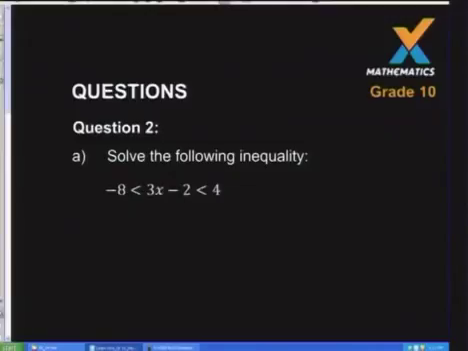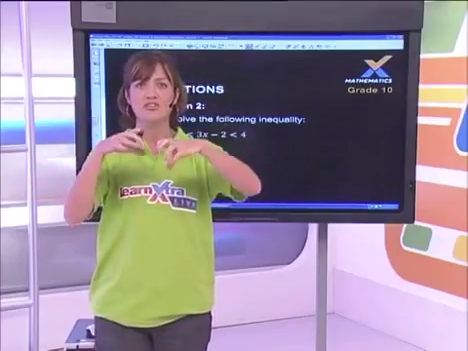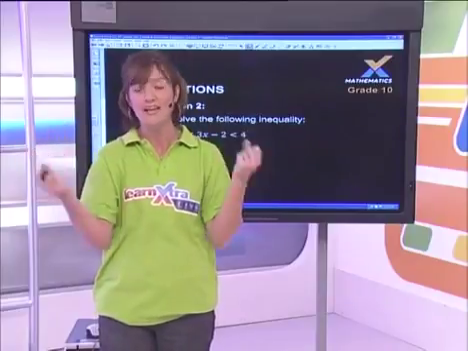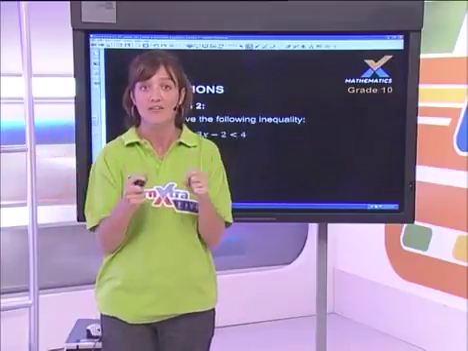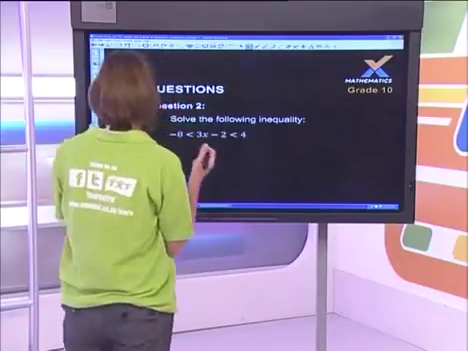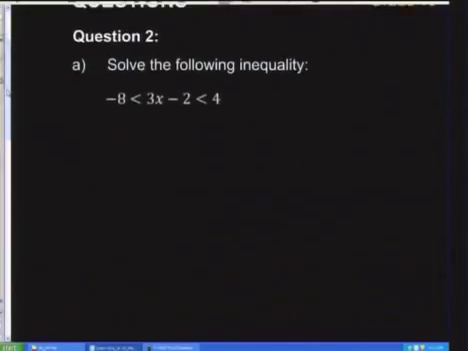So what we said is that -8 is less than 3x minus 2, and that is less than 4. Okay, so now we've got this variable that's sandwiched between two other values, okay? And we've now got to find the value of the variable. All right, so what are we going to do? Let's take our -2. We know that we need to get x on its own, so we've got a -2. Now, if I were to bring -2 and I were to move it over to that side over there, it would become 8 plus 2, which is less than 3x.